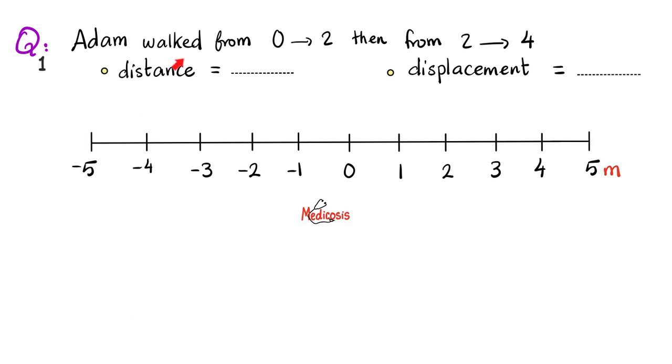Let's try this one. Adam walked from 0 to 2 on the number line, then from 2 to 4, positive 2 to positive 4 to be specific. What is the total distance and what is the net displacement? Please pause and try to answer this yourself.